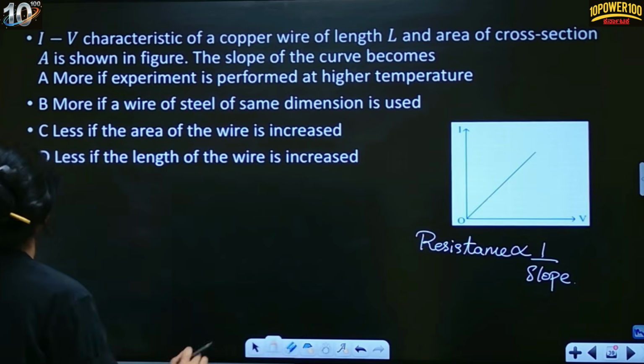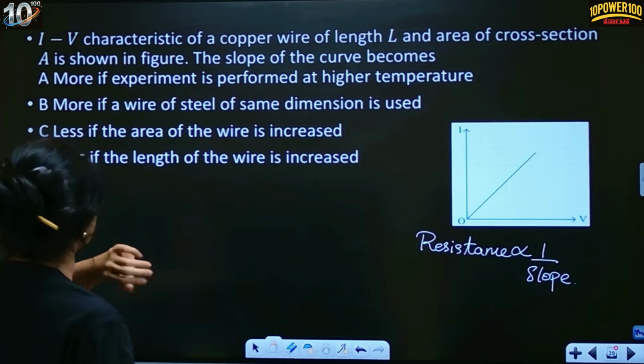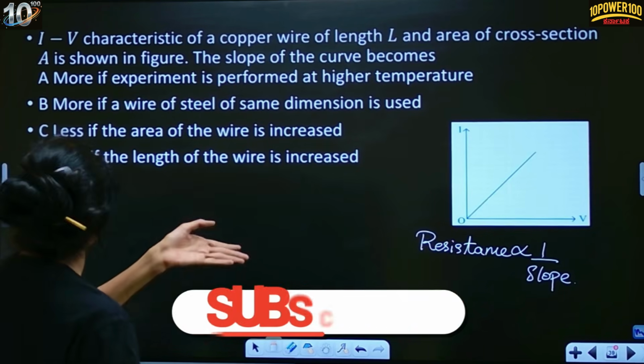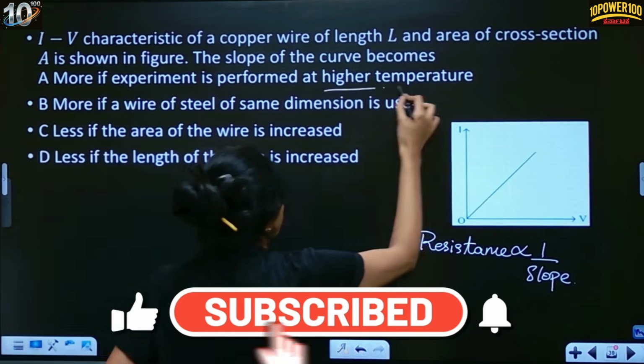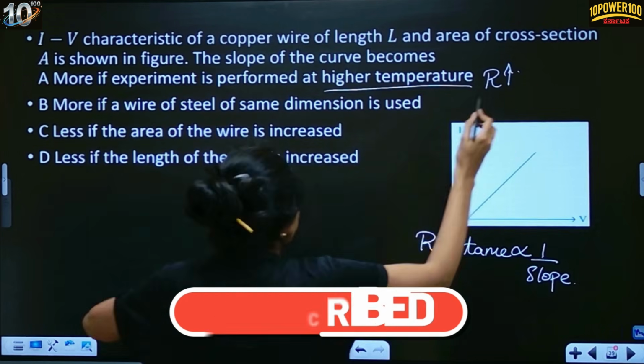So you should be knowing this. Now the slope becomes more if the experiment is performed at higher temperature. So if I increase the temperature, resistance will also increase. If resistance increases, will the slope increase?